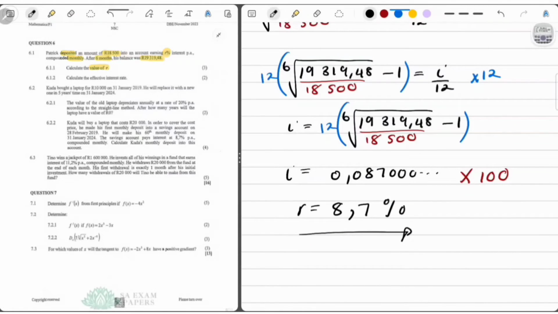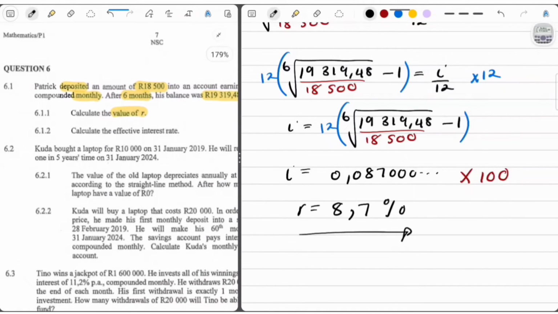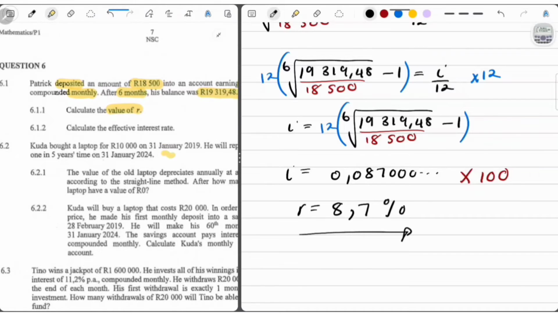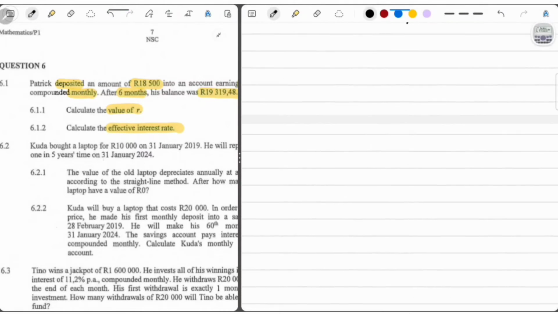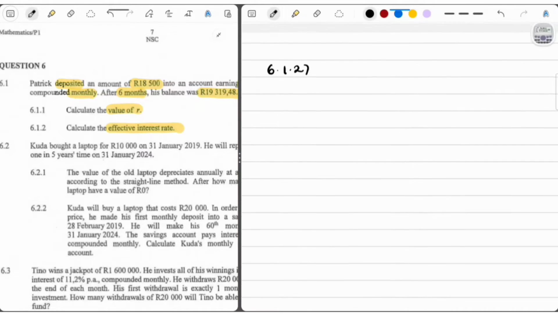Okay, so that is the first question. And the next question is this. 6.1.2, calculate the effective interest rate. So nominal and effective interest rate. The nominal interest rate is really the interest rate that the bank quotes you with whatever compounding that you have. And then the effective interest rate is that converted into kind of a yearly interest rate. It's just converted into a yearly interest rate.